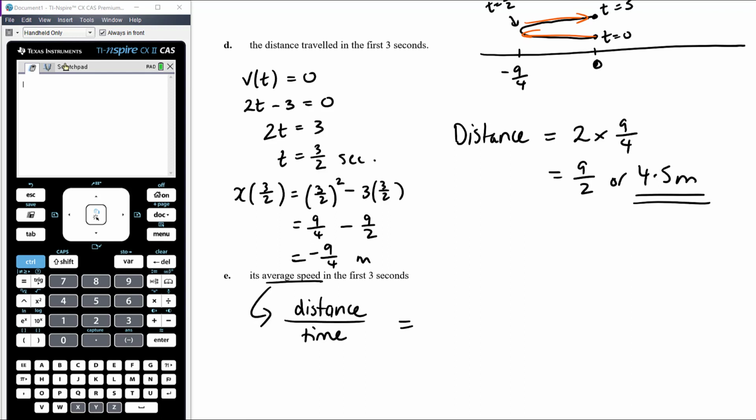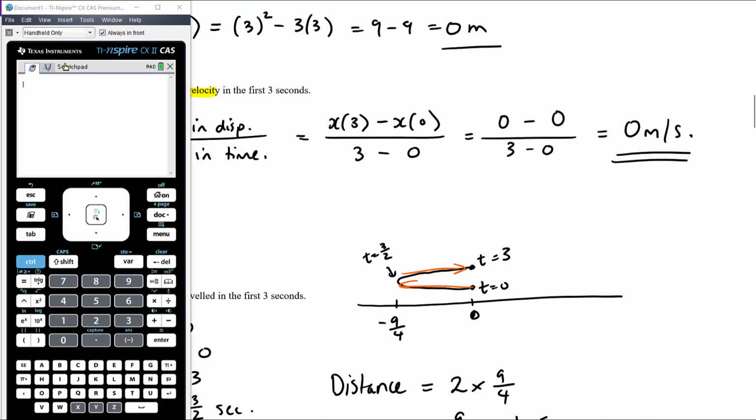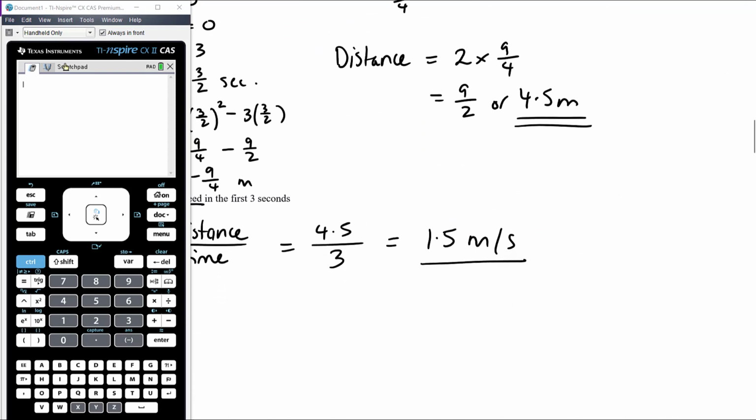But average speed is not displacement over time, it's distance over time. So we've just worked out that in the first 3 seconds we travelled 4.5 metres in 3 seconds, and so that is 1.5 metres per second is the average speed. So you don't just take the average velocity and make it positive, it's a different calculation.